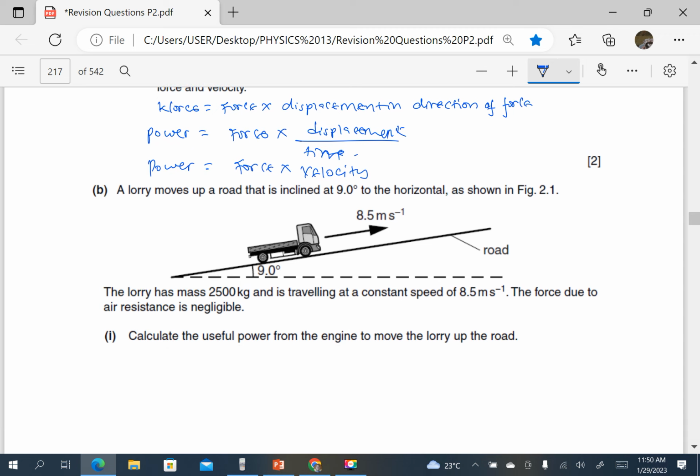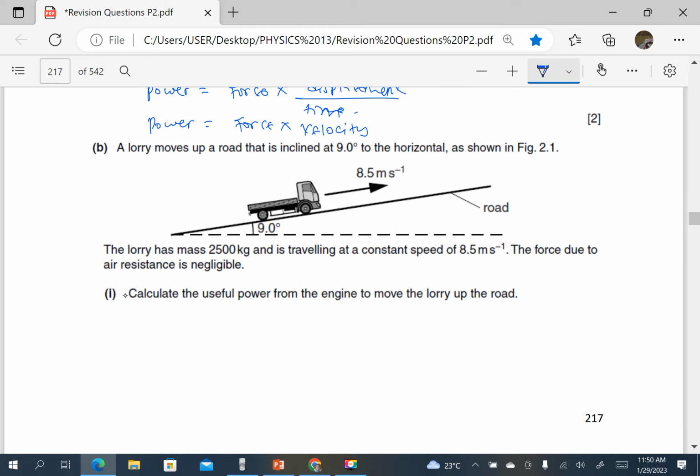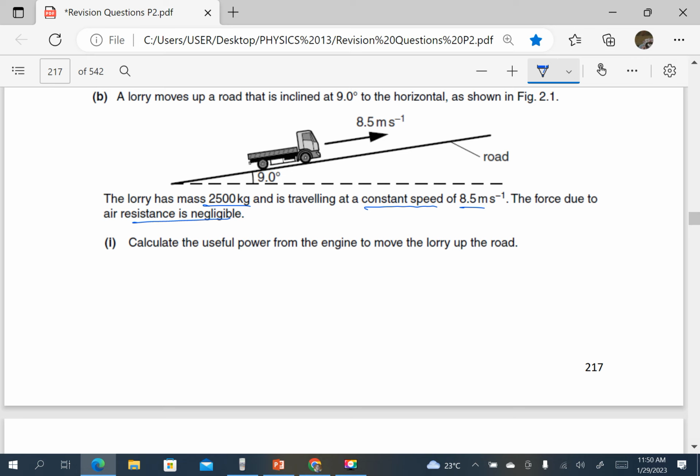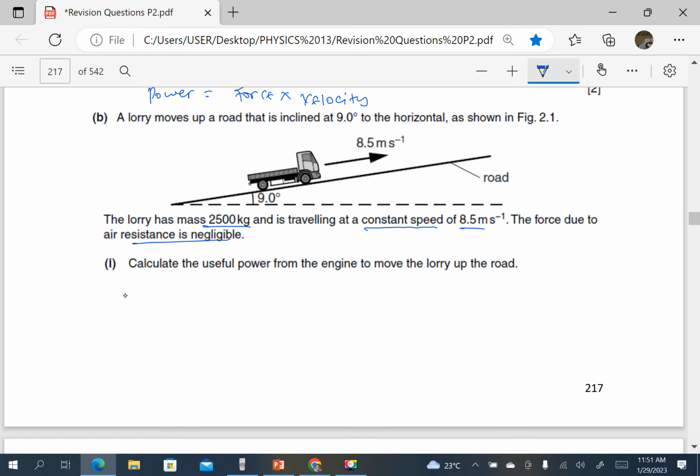A lorry moves up a road that is inclined at 9.0 degrees to the horizontal as shown in the figure. The lorry has a mass of 2,500 kilograms and is traveling at a constant speed of 8.5 meters per second. The force due to the air resistance is negligible. Calculate the useful power from the engine to move the lorry up the road.